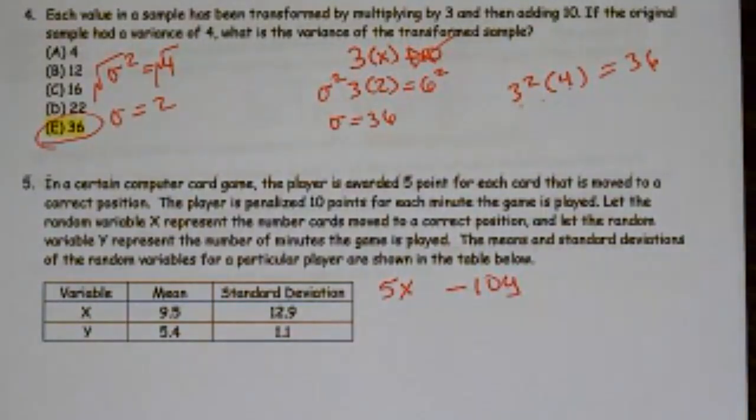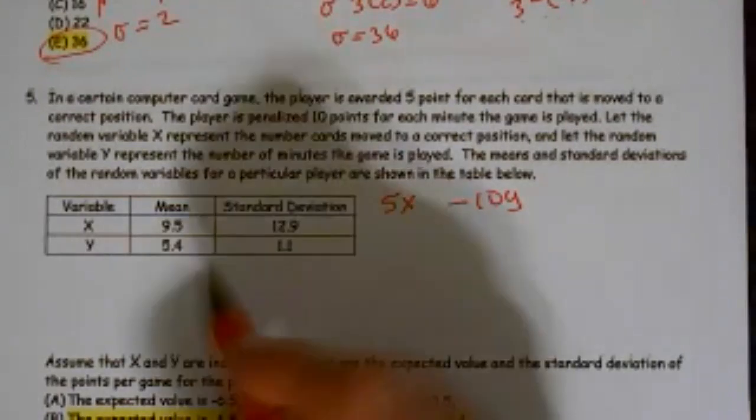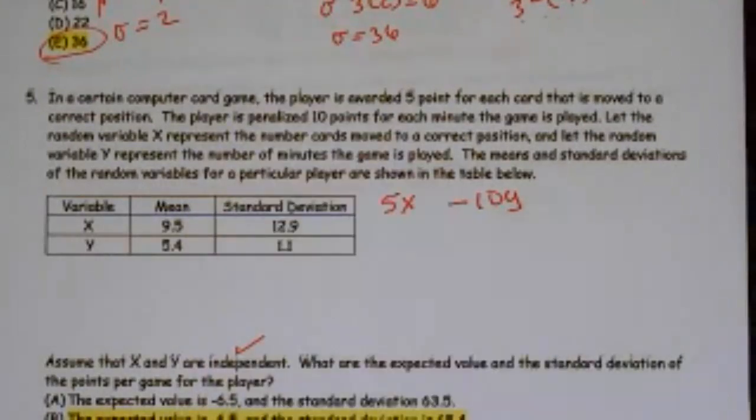So then they're going to say, the means and standard deviations of a particular player are shown in the table below. Assume x and y are independent. This is important. If it's not independent, I can still work with the means. But if it isn't independent, I cannot work with standard deviations. It has to be independent to work with standard deviations. So what are the expected value and standard deviation of the points per game for the player?